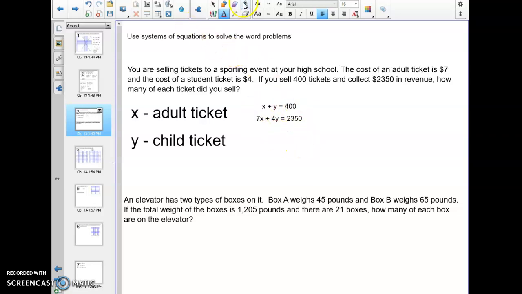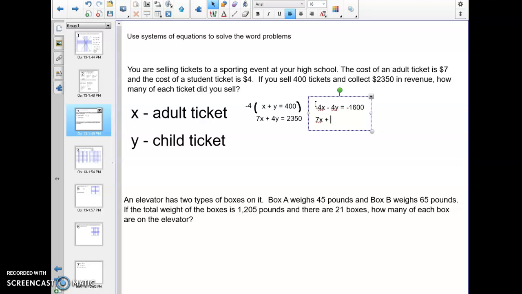Now when I have the opportunity to, you absolutely can do substitution here, but I have always been a big fan of linear combination if you give me the choice. So in this case, I'm going to multiply the top equation by a negative 4. And when I do that, I get negative 4x minus 4y equals negative 1,600. And I get positive 7x plus 4y equals 2,350.